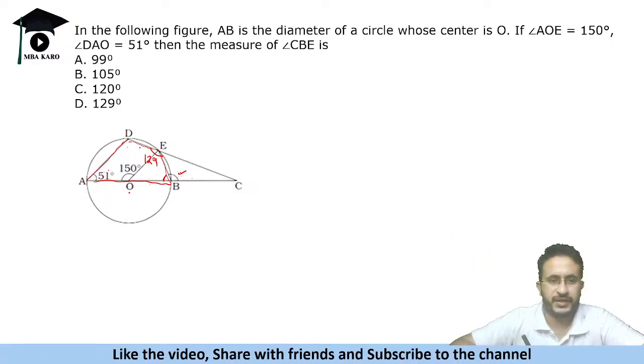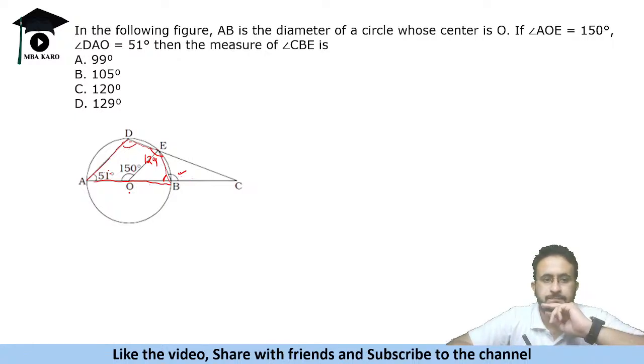ठीक है, तो ये 129 हो गया. ठीक है, now we know this angle, so these two should add to 180, right? These two should add to 180, so for that we will need this angle also. Okay, so how do we get this angle? So if you look at this particular angle, anyway we will not need this actually, we will see this angle, ये देखना है.